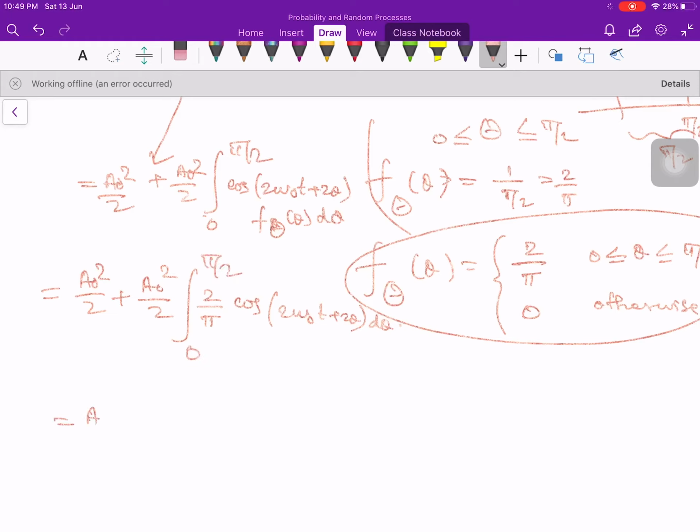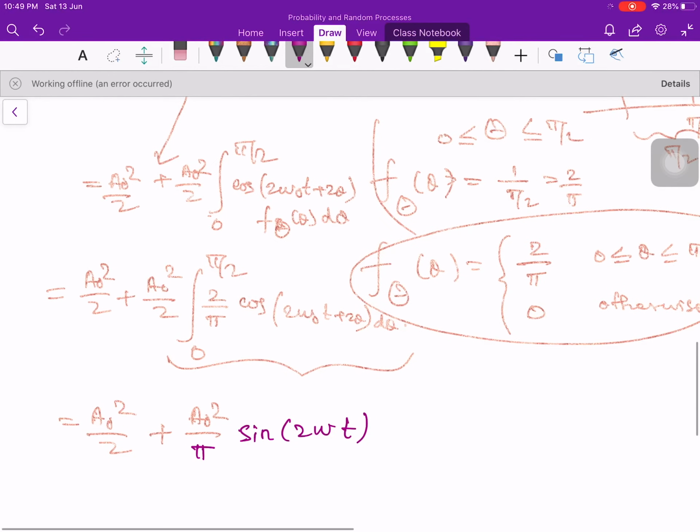So A naught square by 2 plus A naught square by 2 times, if you carry out this integration, let me write down the final result. It is going to be 2 by pi times sine of 2 omega t. So this is the expected value of X squared of t.